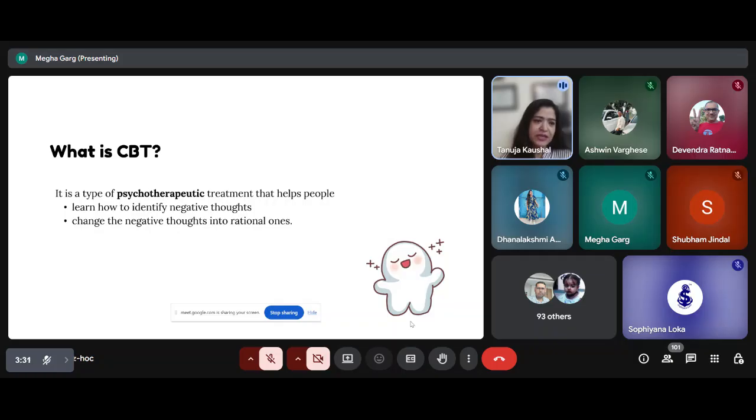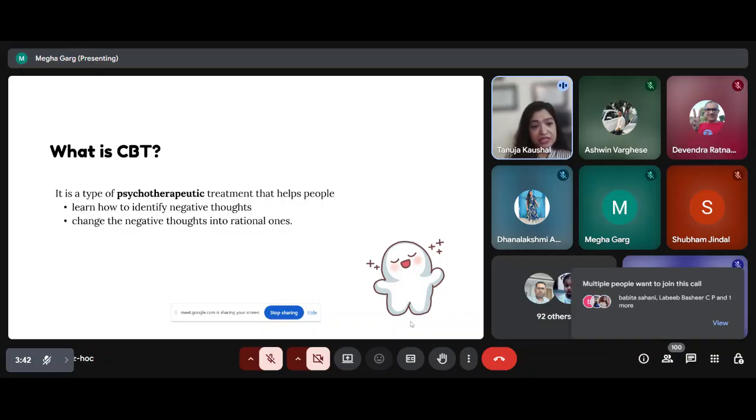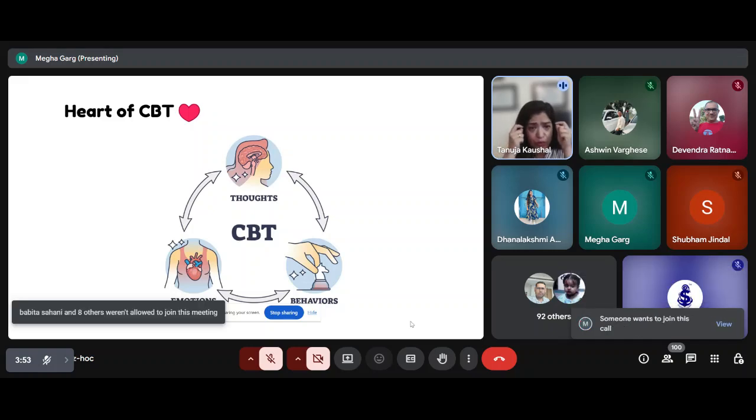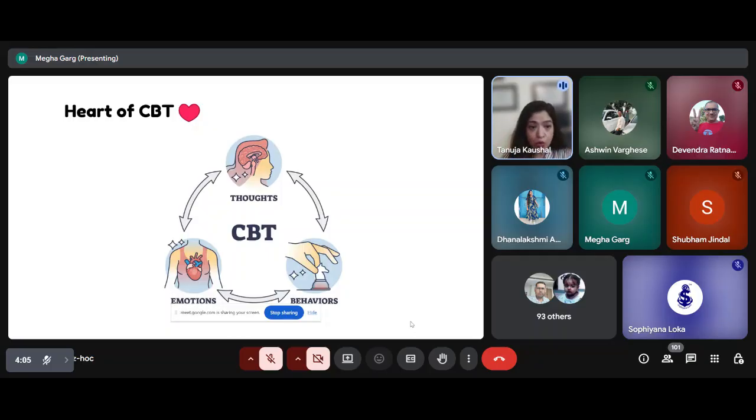I'll try to put it simply. CBT is basically a type of therapy which helps people recognize and change negative and unhelpful thoughts so that they can feel better and cope with life in a more effective way. Now, we'll understand this with the help of an example. Imagine that your thoughts are like a pair of glasses that you're wearing. And sometimes, these glasses get smudged with negative or distorted views. And because of those smudged glasses, everything looks worse than it really is. And CBT is like how to clean those glasses.